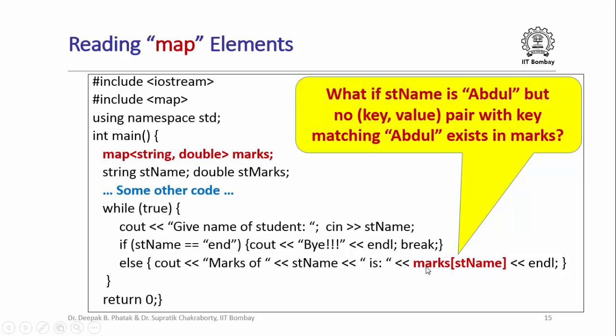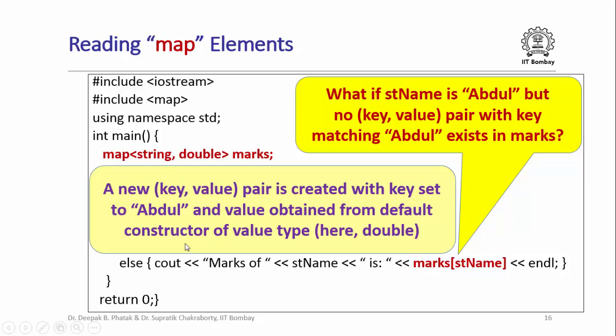Well, the C++ standard says that in that case, if there is no key value pair with key matching Abdul, then in trying to read this, a new key value pair will be created. The key of that pair will be set to Abdul, and the value of that pair will be set to whatever the default constructor of the value type returns. Now here the value type is double. The default constructor of double does not return any specific value for the object of type double.